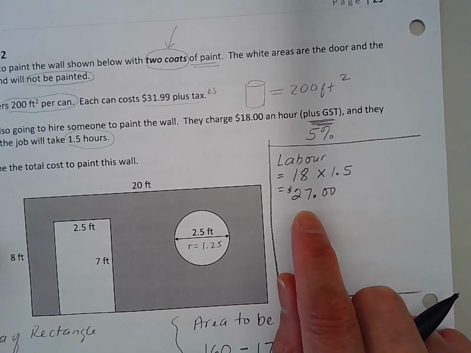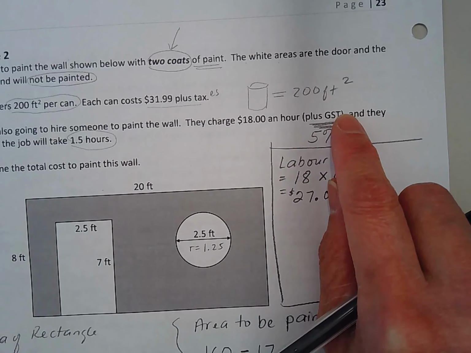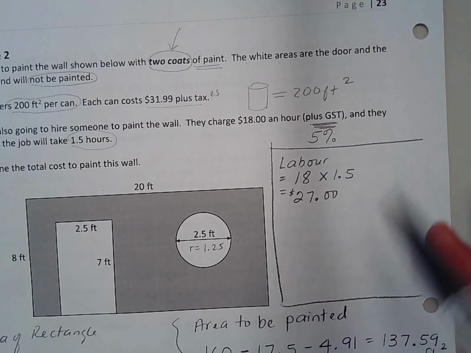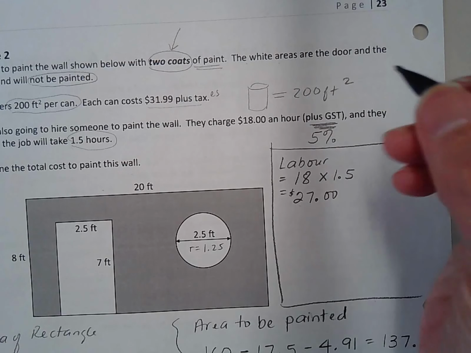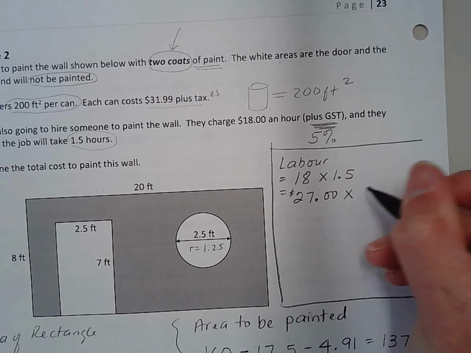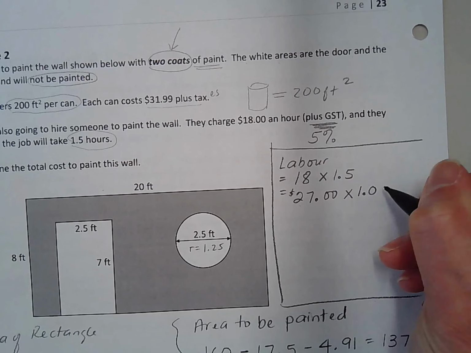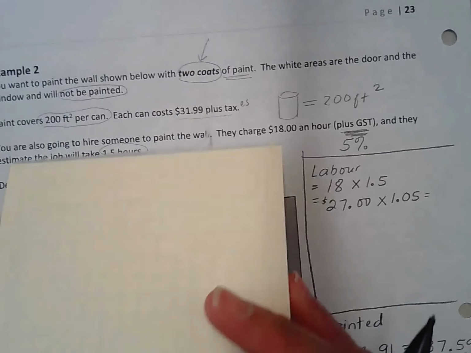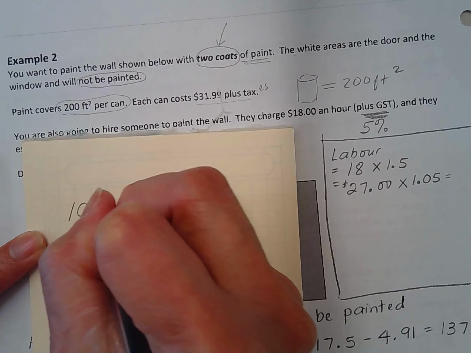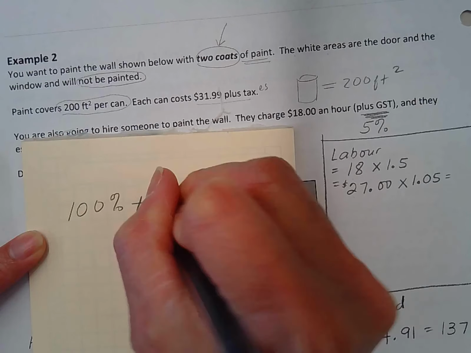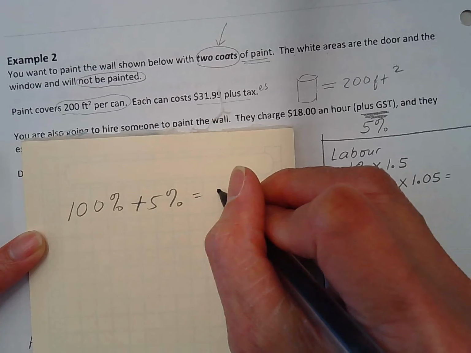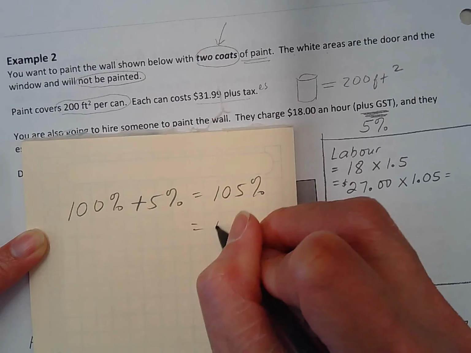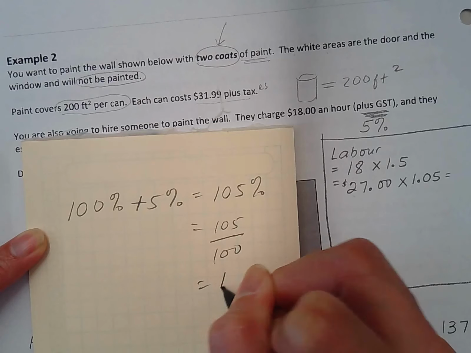Okay. Now, this one here, we have to put GST. How much is the GST? Yeah. So we're paying 100% for the labor and then another 5%. So that's going to be timesing it by 1.05. Right? And if you're wondering where that 1.05 came from, 100% of the value of the labor plus the 5% gives us 105%, and the word percent means per 100, so 105 per 100, 1.05.